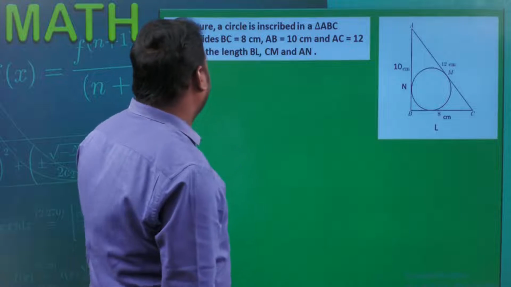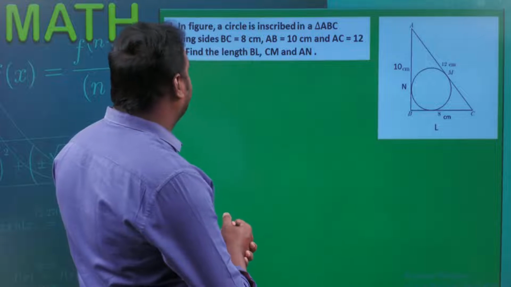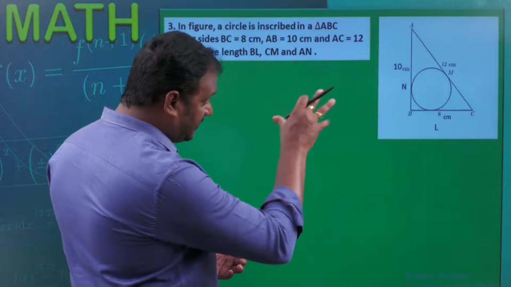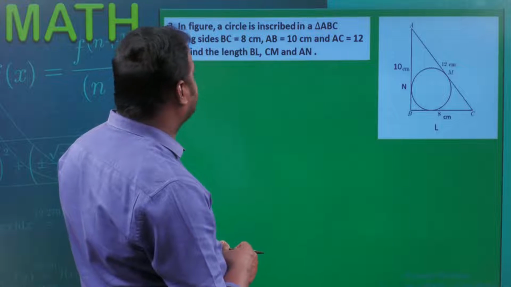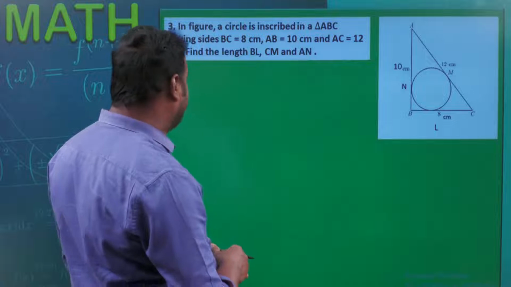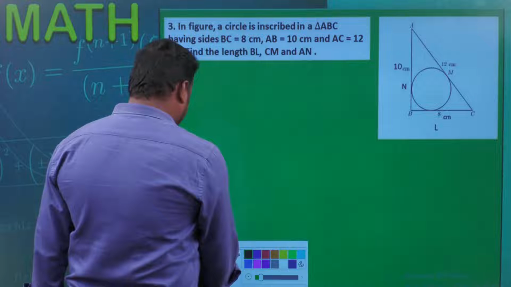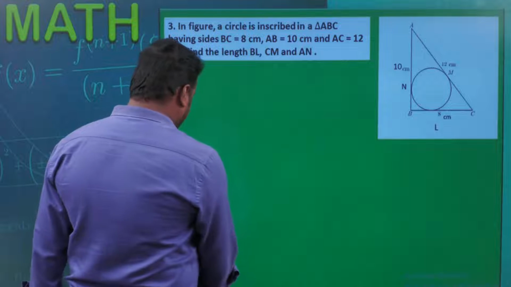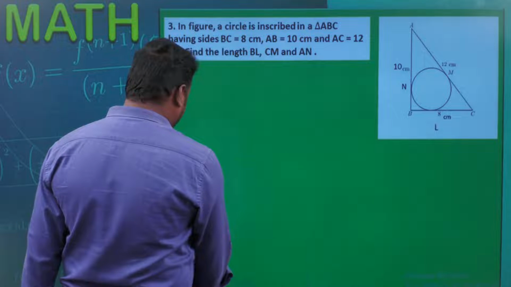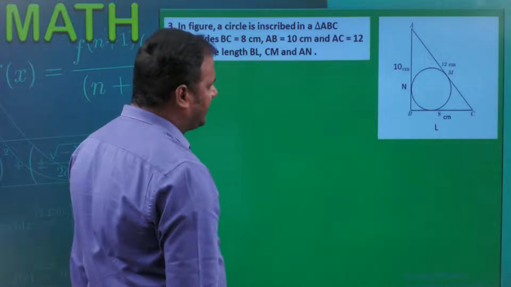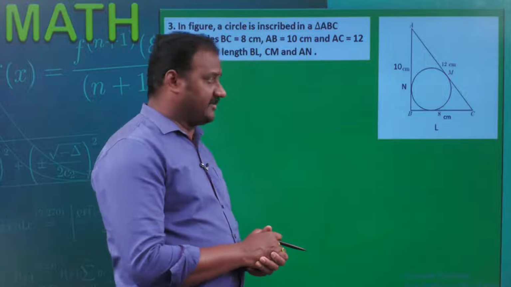Right, next. In the figure, a circle is inscribed in a triangle, that is what is called an incircle, such that BC is equal to 8, AB is equal to 10, AC is equal to 12. Find the lengths BL, CM and AM. This is a quite interesting problem. I am going to answer it just by using one property, that the radius is perpendicular to the tangent through the point of contact, and the second one is that lengths of tangents drawn from an external point of a circle are equal.